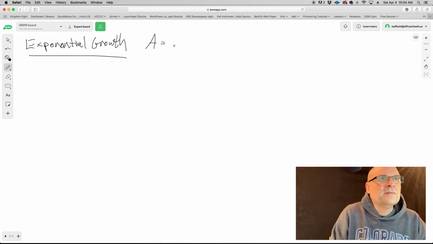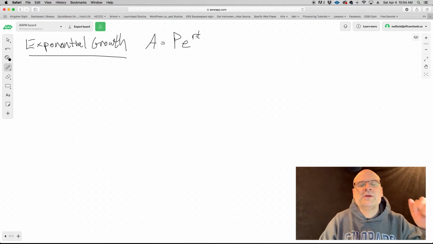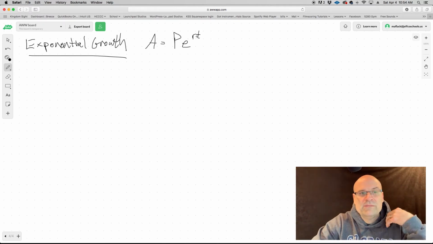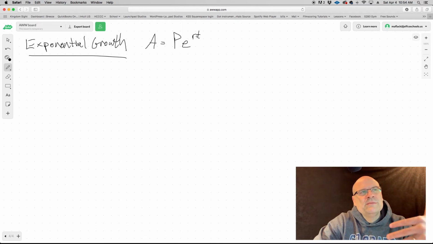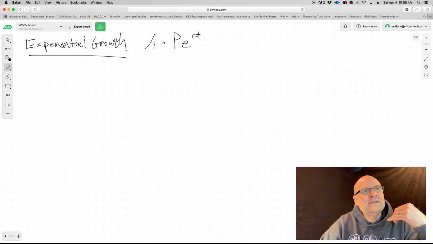A equals P times e to the rt. So remember, A stands for amount, like this is finances, the amount. P stands for the principal amount. e is our constant for our rate of growth. And then in rt, r stands for rate and t stands for time.